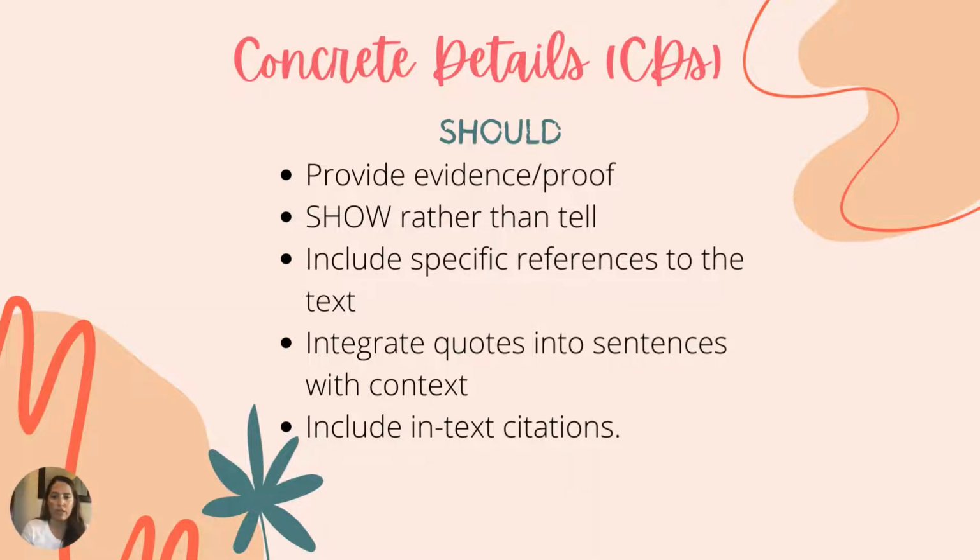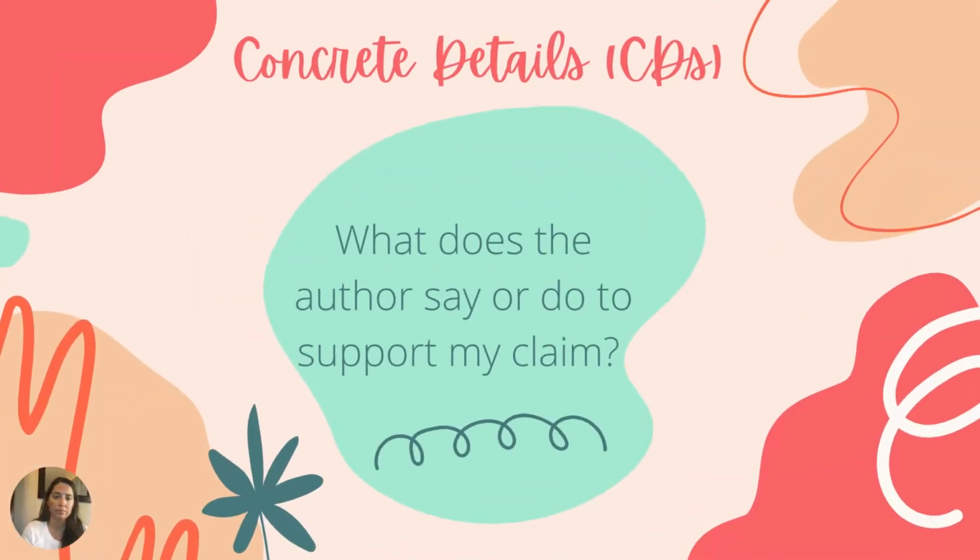If you do this, it will really limit your analysis. Additionally, for analysis writing, CD should use specific references to the text, which include direct quotes with citations. These quotes should be embedded into your own sentence with context. The context is basically a paraphrase of what is happening or what is being discussed leading up to the quotation. Keep in mind that the entire sentence is your evidence and not just that quote you selected. When selecting concrete details, ask yourself, what does the author say or do to support my claim?